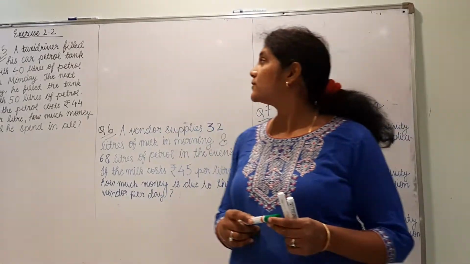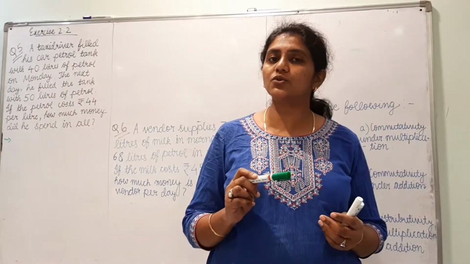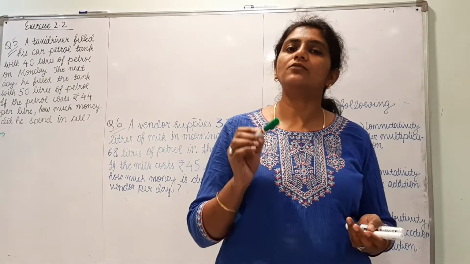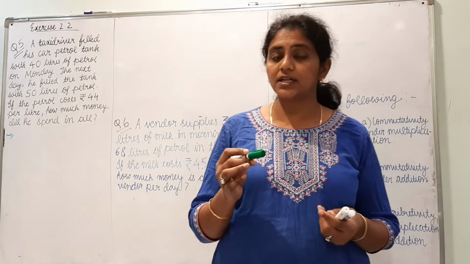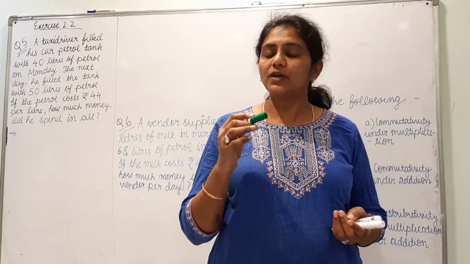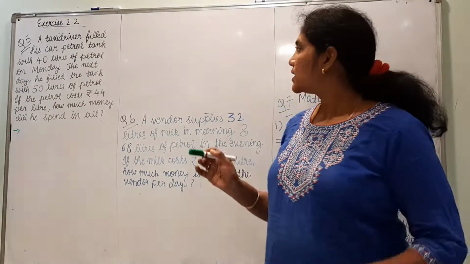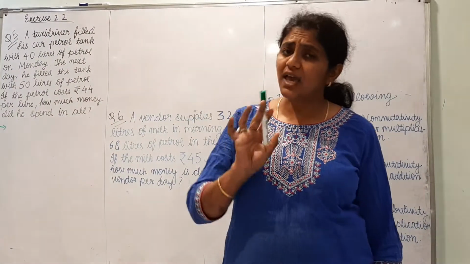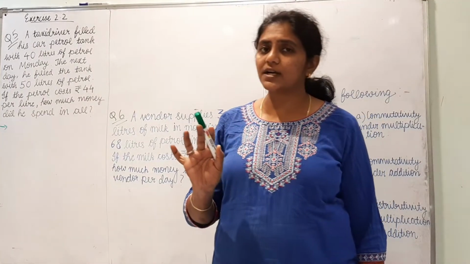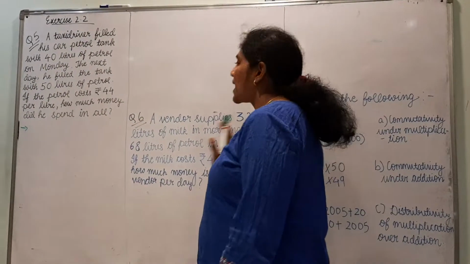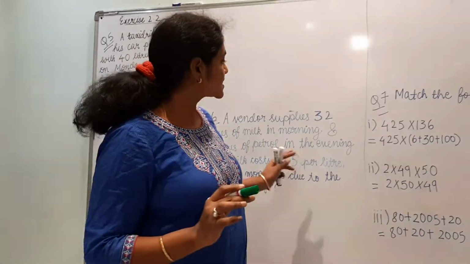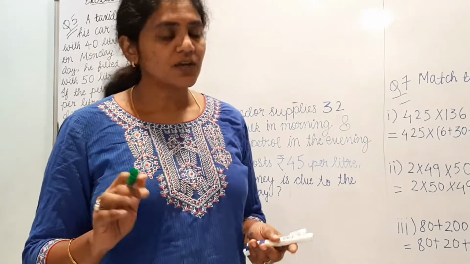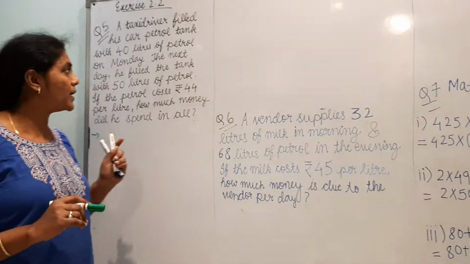Up till question 4, hope you have understood the use of distributive property of multiplication over addition very nicely. With this property only, there are now only two word problems remaining. Very simple, same concept, nothing is different, and the seventh one is just match the following. So this will complete your exercise 2.2. So I am starting with the word problem.